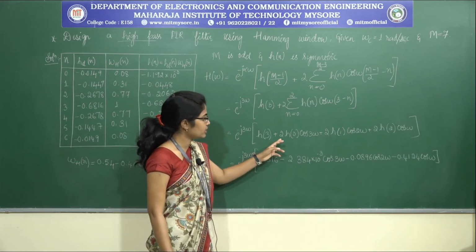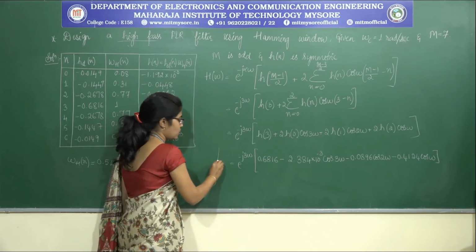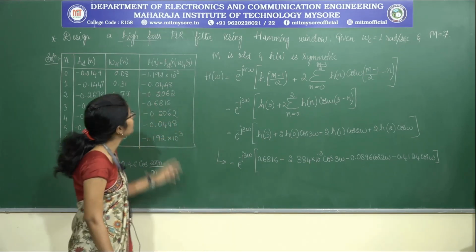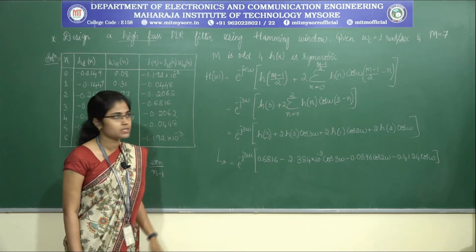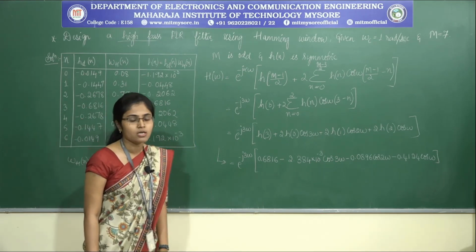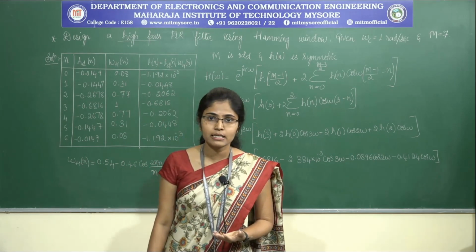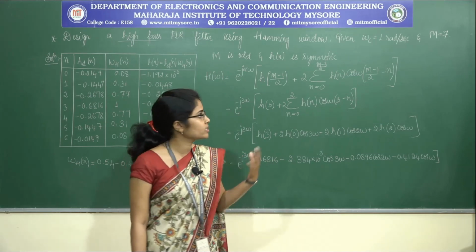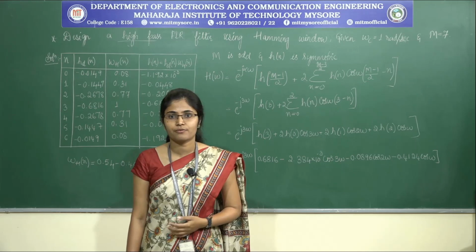After substituting and simplifying this equation, this is the standard equation of h of omega for a high pass filter when omega c is equal to 1 radian per second and the value of m is 7. So this is all about how to design an FIR filter using various kinds of windows. From the next class we will start with the realization of FIR filter.